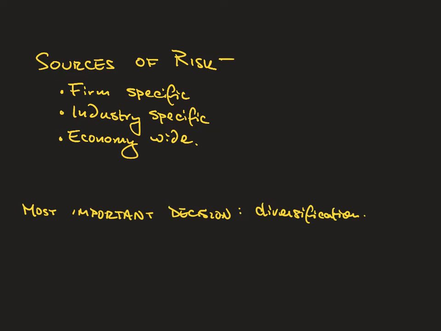So for example, this past year, the big unexpected thing that happened was the COVID pandemic. That was a shock that impacted the entire economy, all companies in the economy. Almost all of them were impacted negatively by this. However, there are some risks that were specific to some industries.